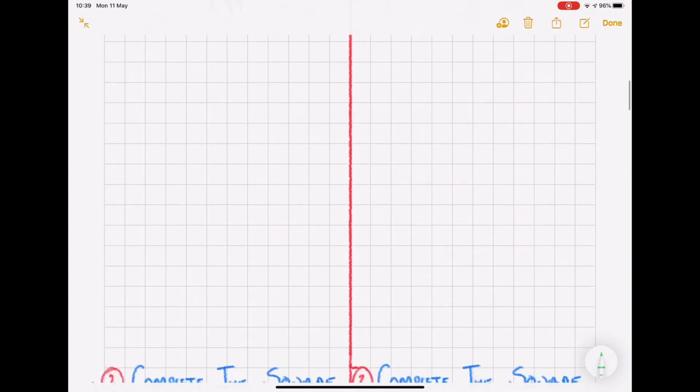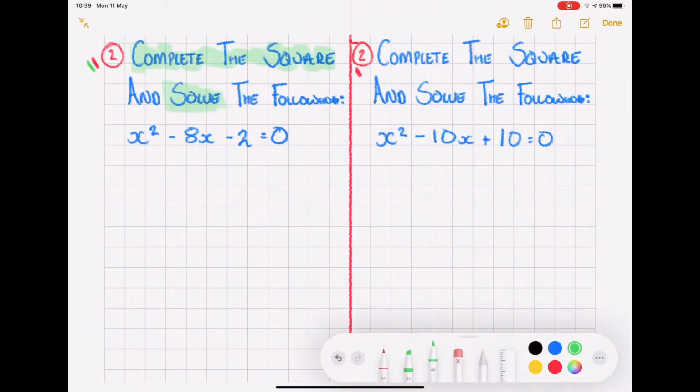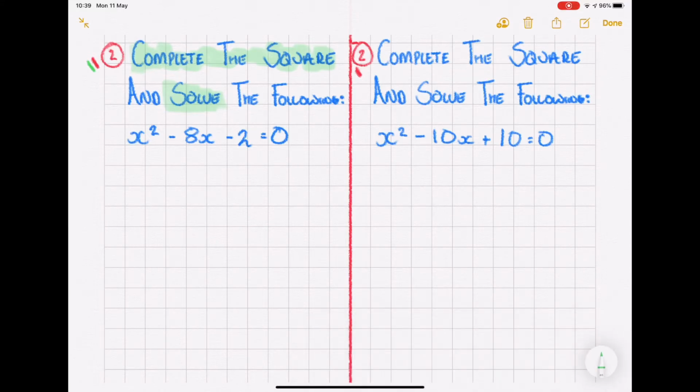Okay, let's have a look at the second question. So let's have a look at this question here on the left-hand side. Complete the square. Okay, so that's just what we're doing. And then solve the following. So that's to find those roots. I would copy this one down as I'm doing it, just because it's going to be quite a long question. So first things first, let's complete the square.